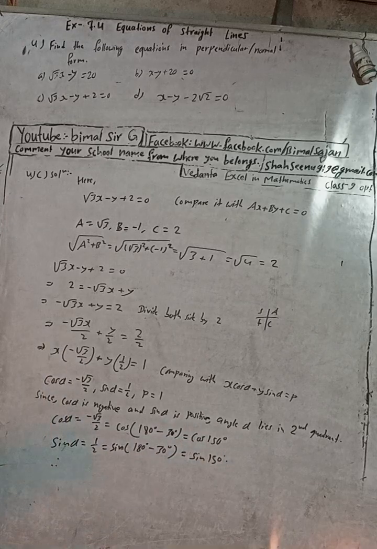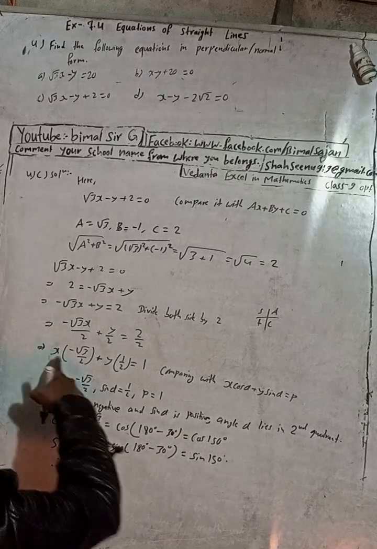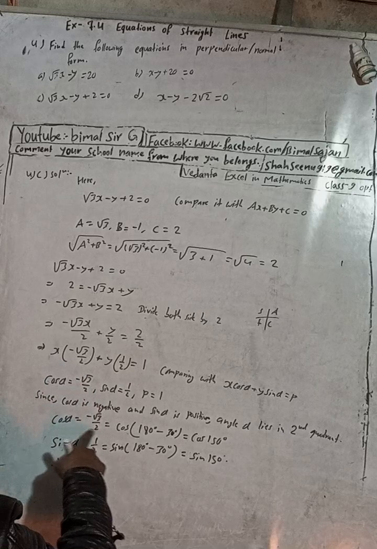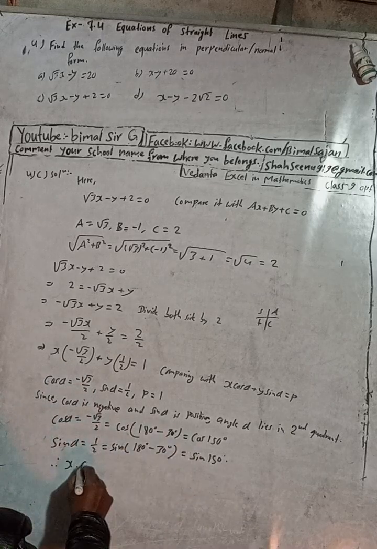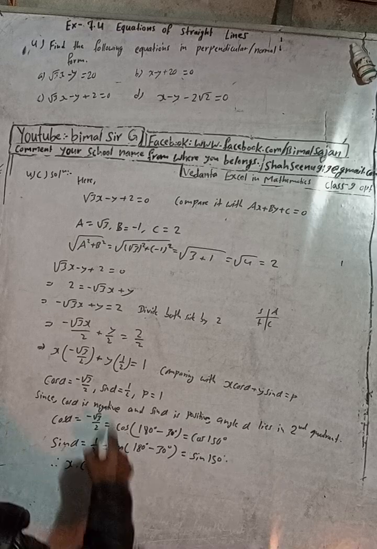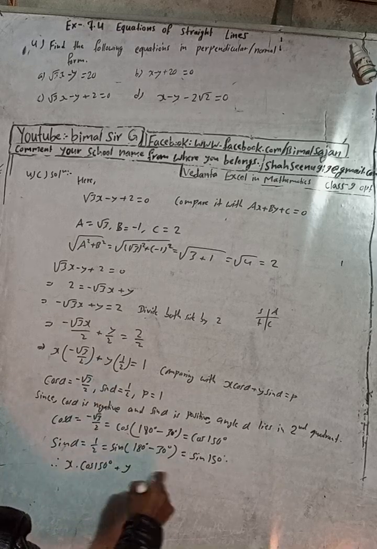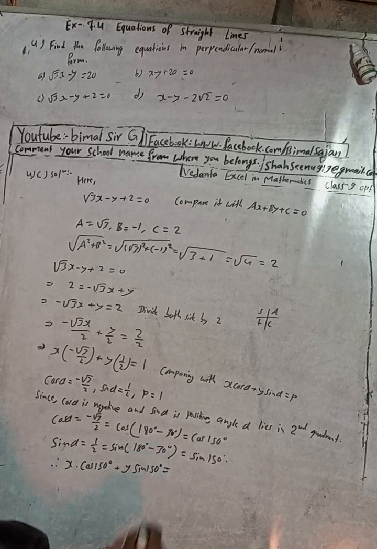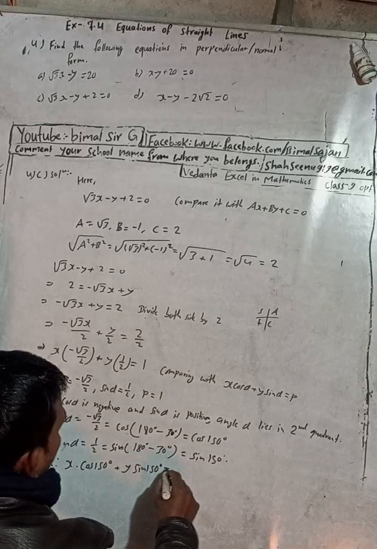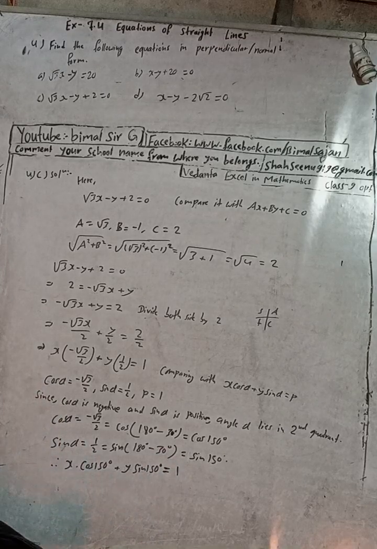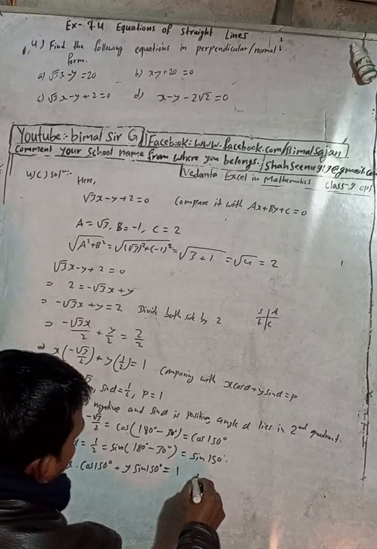We got the cos alpha and sin alpha values. Now we can put them here. Therefore, x times minus root 3 by 2, which is cos 150 degrees, plus y times 1 by 2, which is sin 150 degrees, is equal to 1. So this is the required equation in normal form.